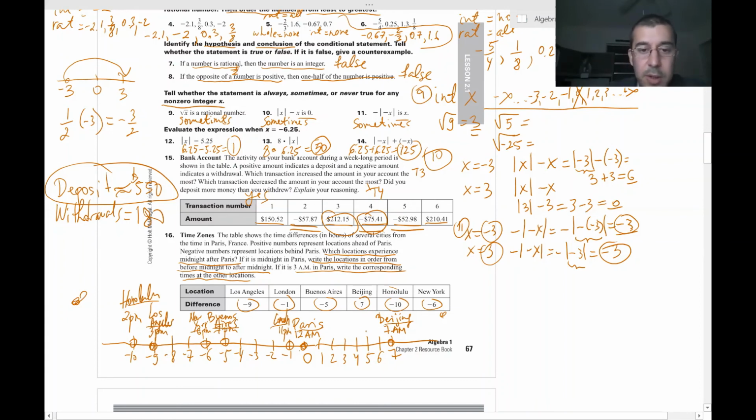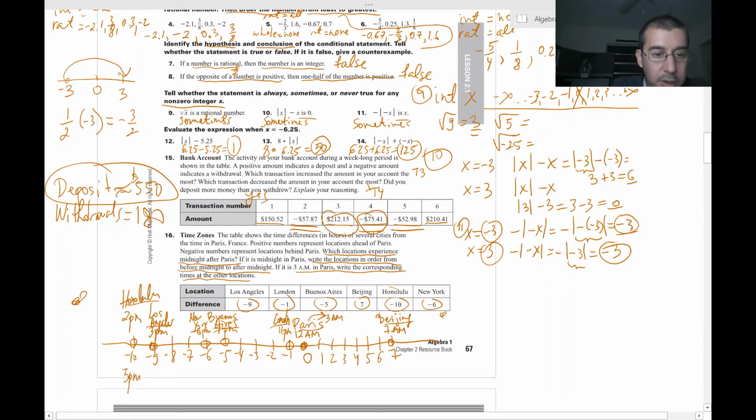The third question, if it is 3 a.m. in Paris. So Paris is 12 a.m., but what if it is 3 a.m.? That means it's plus 3 hours. We're adding 3 hours to Paris. Then it says write the corresponding times at the other locations. So we have to add 3 hours to all the locations. So Honolulu, instead of 2 p.m., would be plus 3 hours. It would be 5 p.m. So Honolulu would be 5 p.m.